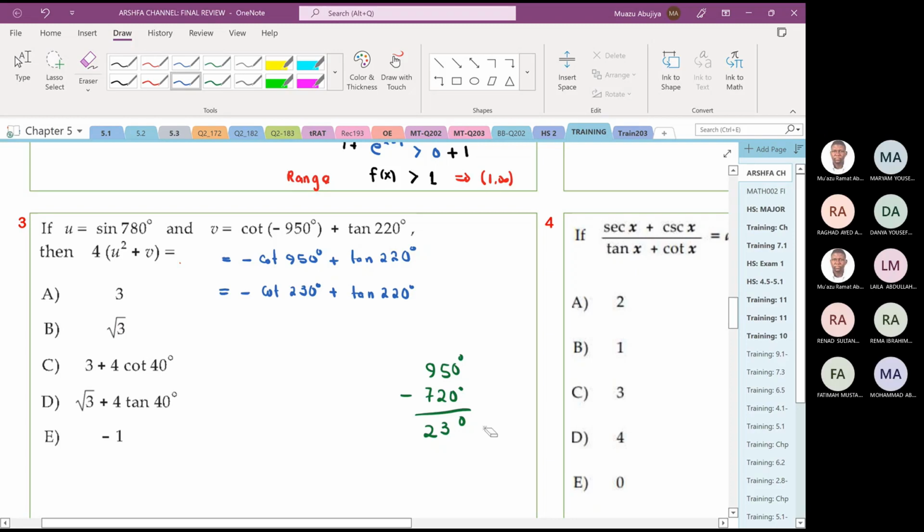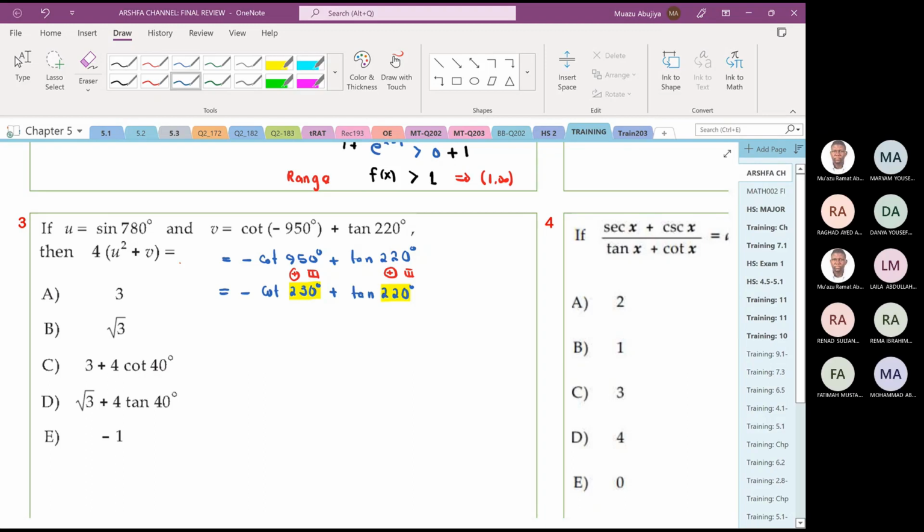What do we do next? Now we need to know which quadrant we are dealing with, because that is the most important aspect here. If you look at 230 degrees, that tells me we are in quadrant number 3. Also observe that 220 degrees is in quadrant number 3 as well. In quadrant 3, cotangent is positive, and tangent is also positive. So that means the two sides will not change, they will remain the same.